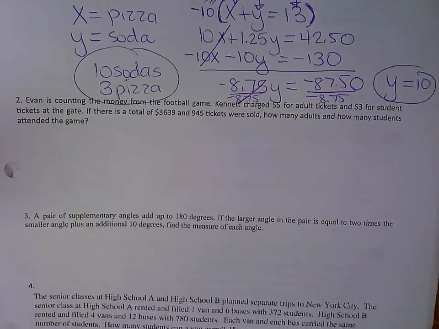Okay, so this next one is almost the same exact setup. Evan is counting money from the football game. Kenneth charged $5 for adults and $3 for students. There's a total of $3,000, and they sold 945 tickets.